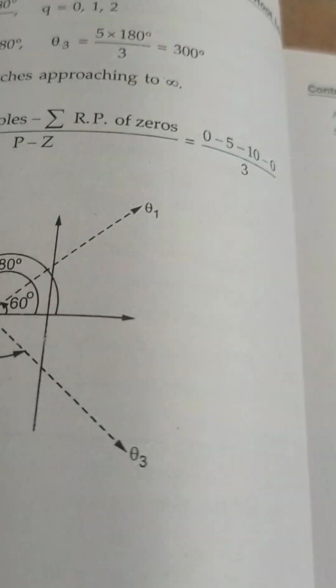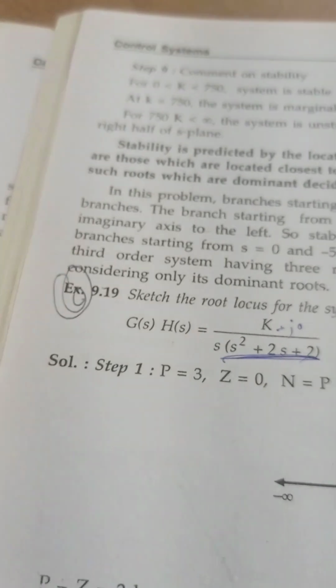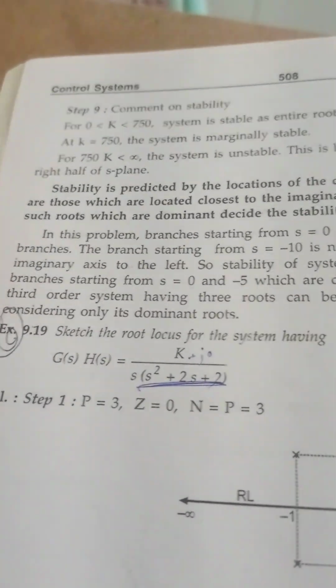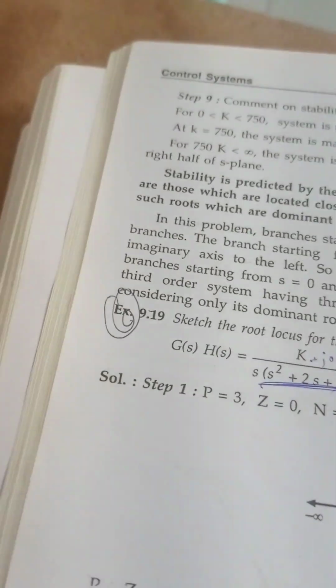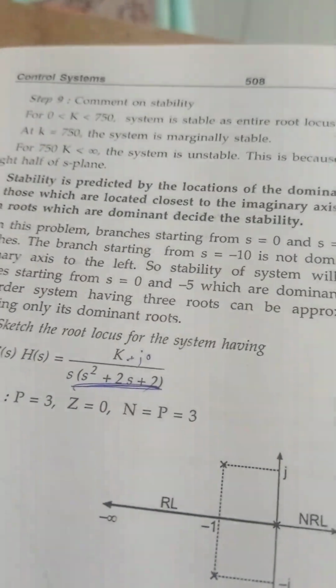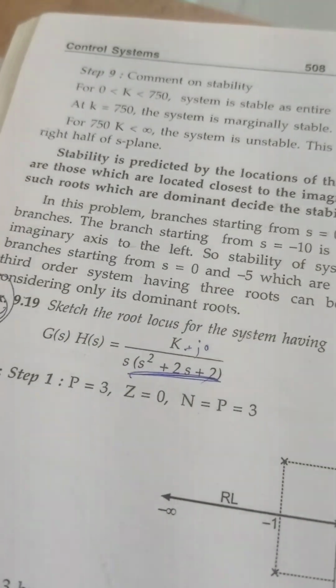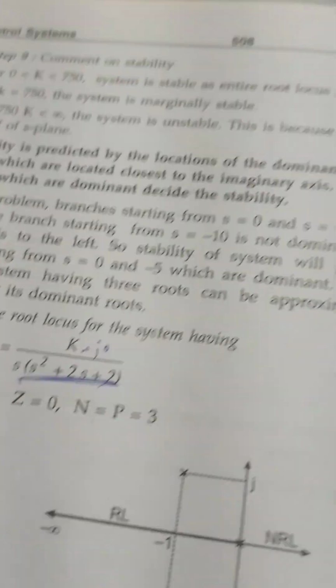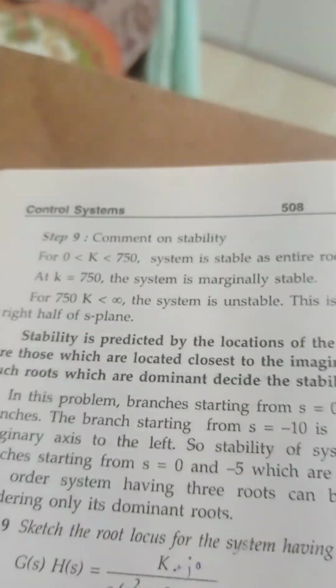If the dominant roots are towards the right of the s plane, then the system will not be stable. From this root locus diagram we come to know whether the system is stable or not. Stability is predicted by the locations of the dominant roots. The dominant roots are those located closest to the imaginary axis. The branches starting from such dominant roots decide the stability of the system.